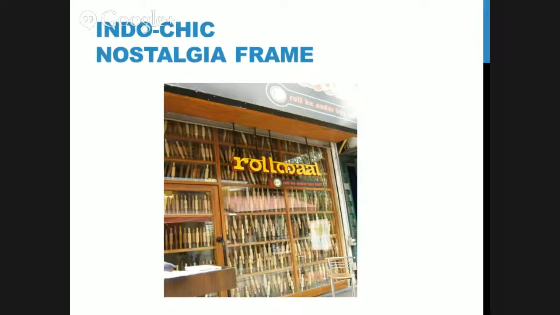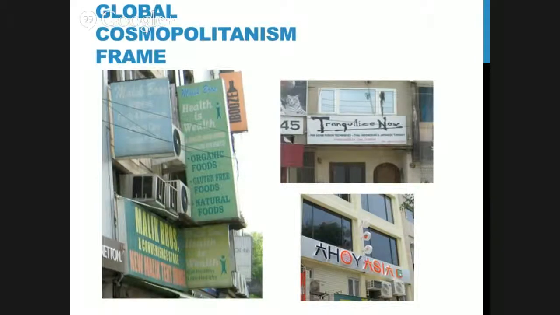And on the other side of this is global cosmopolitanism. So sort of this reference to things that are distinctly non-local to portray this very chic cosmopolitan identity. So I think this is my favorite example. You have this spa called Tranquilize Now, making reference to the film Apocalypse Now. It's in the same font.